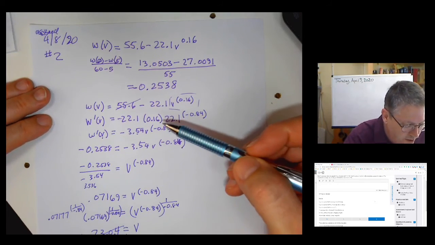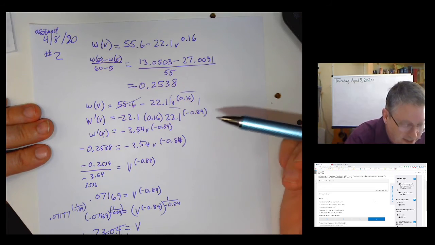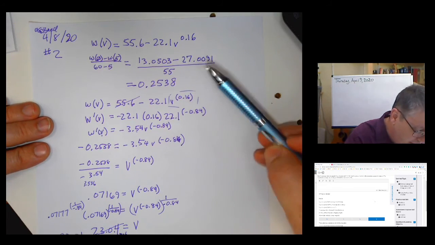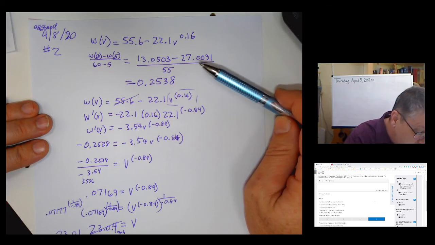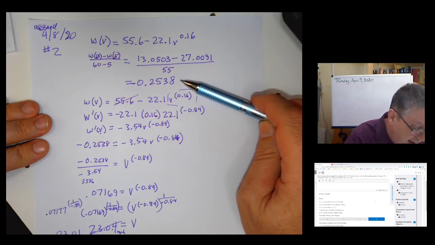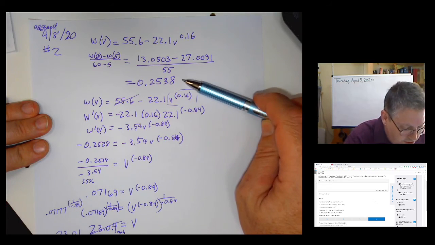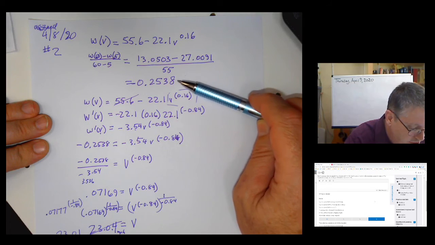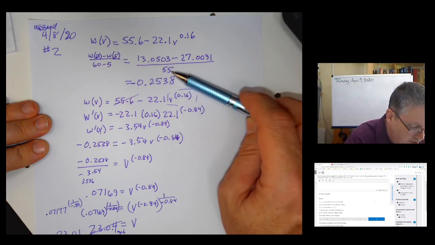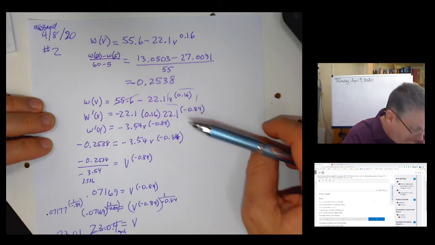And I'd hate to lose a whole point just because I didn't bother sticking an extra decimal place in my calculator. So that is the average rate of change. So that's the average increase in wind chill per increase in mile per hour, right?